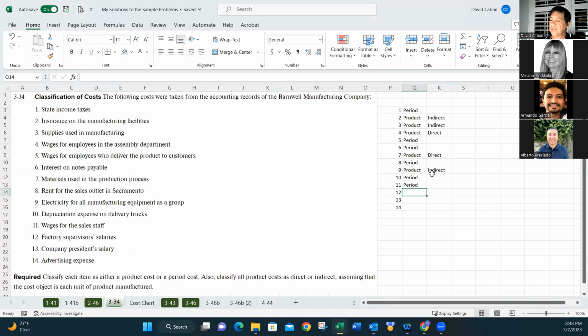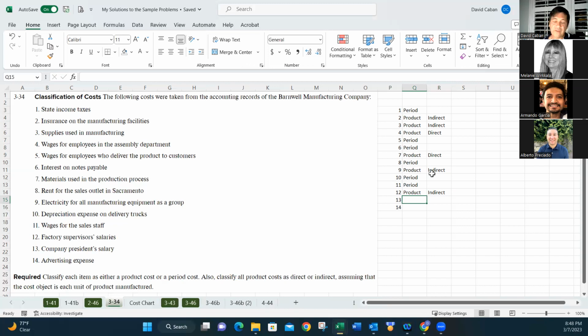Factory supervisor salary. Oh, this one is interesting. So it says factory supervisors. What's that? Isn't that product? It's product. But is it direct or indirect? Indirect. You're going to put this individual's salary in overhead, okay? Because if you have various products, this individual more than likely is going to be roaming the factory, supervising all products. So it is indirect.